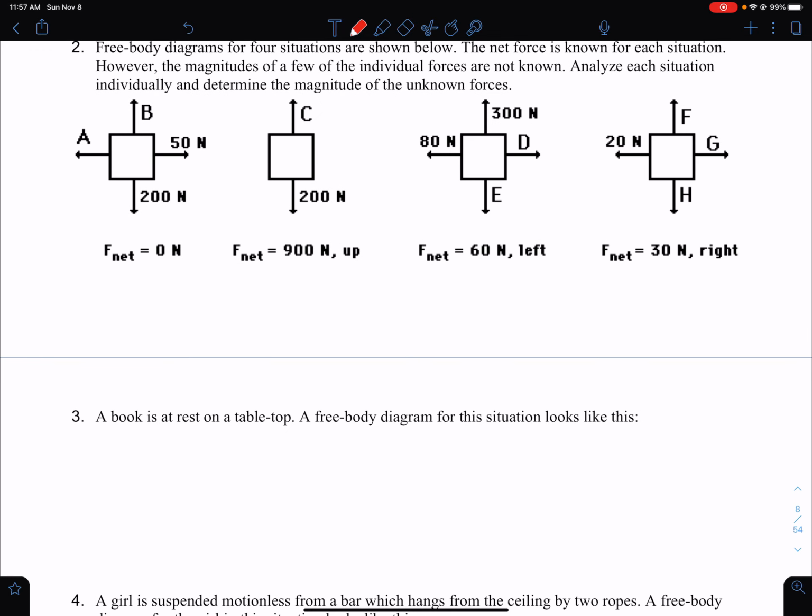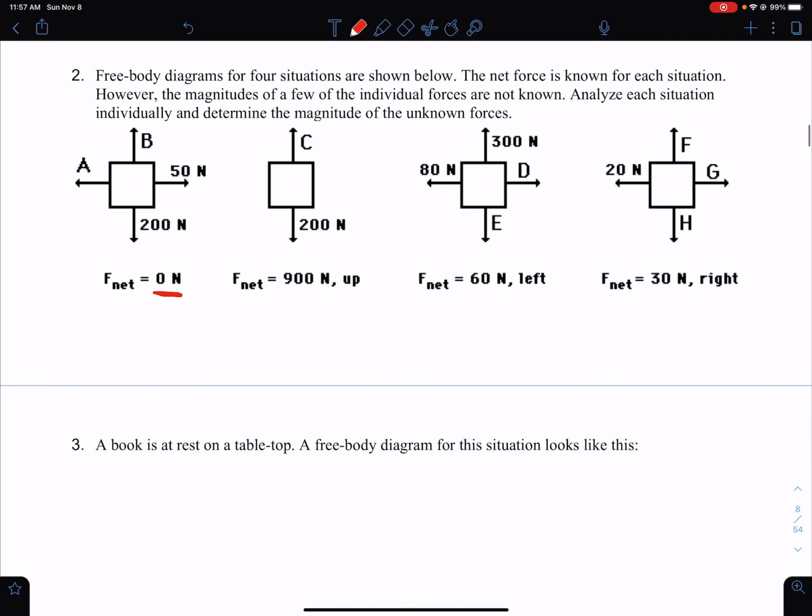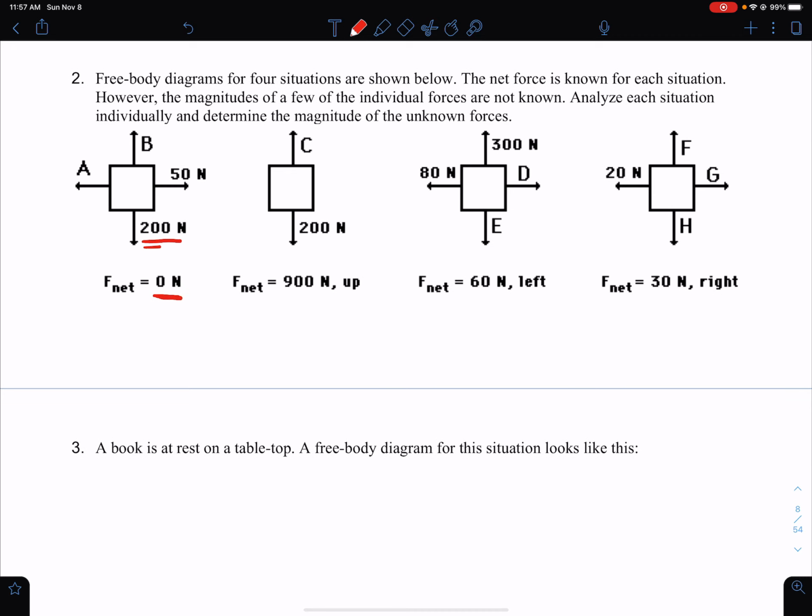Our diagrams here, I'll go over 2 of them, and then you have to do 2 of them yourself. So if we have our net force of 0, that means that we have everything balanced. We have 200 newtons acting downwards, so letter B, what does the value here have to be? It has to be 200 newtons acting upwards. It's not moving anywhere, left or right, either, so if it's 50 newtons to the right, then A has to be 50 newtons to the left.